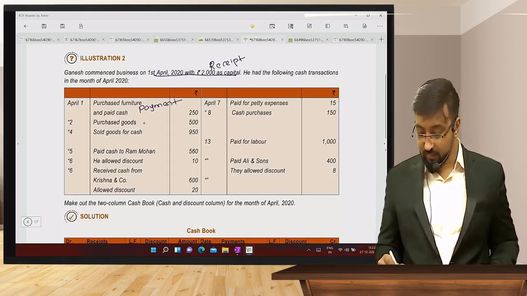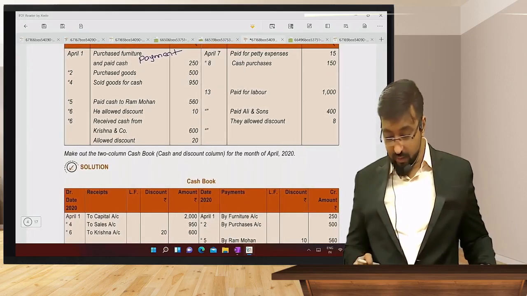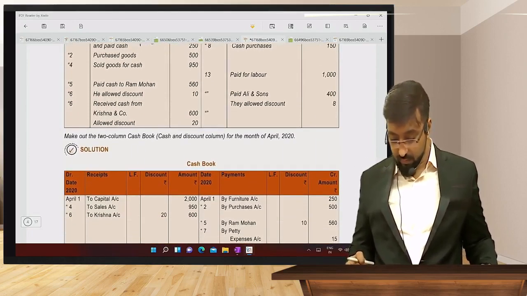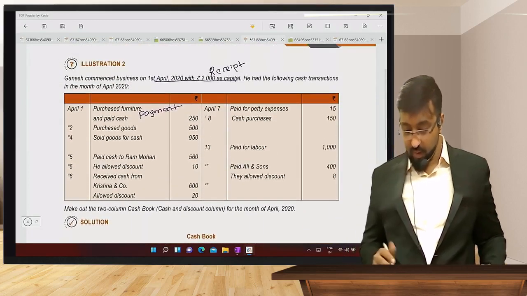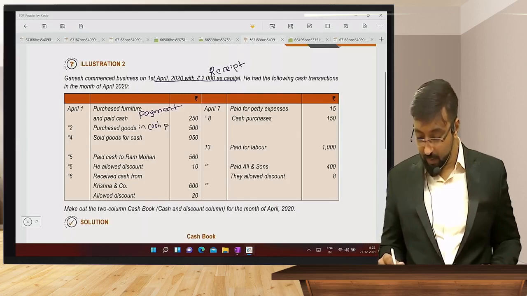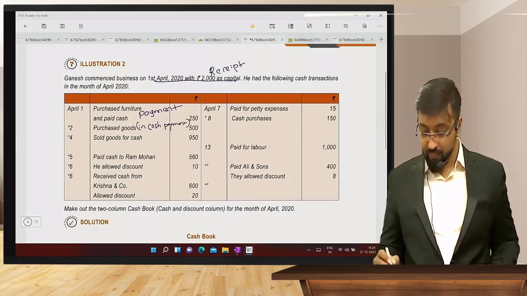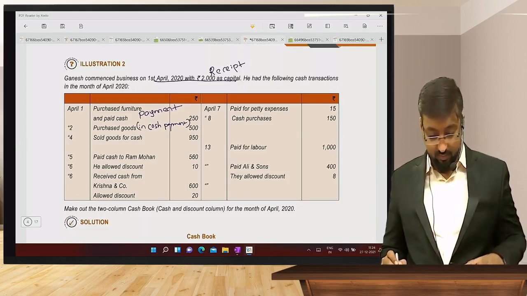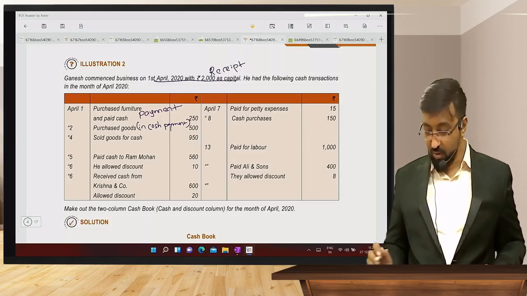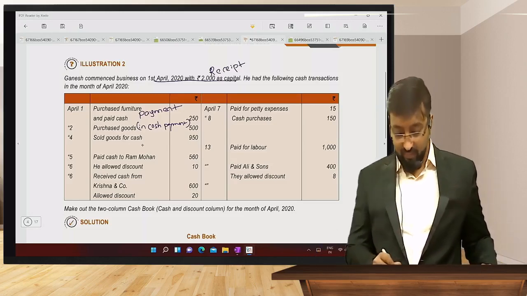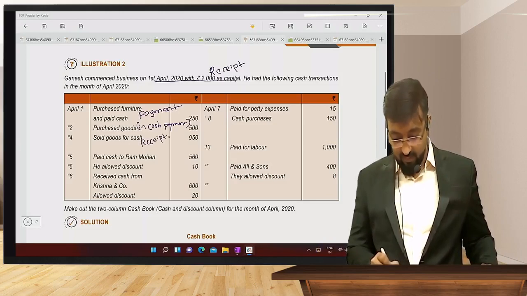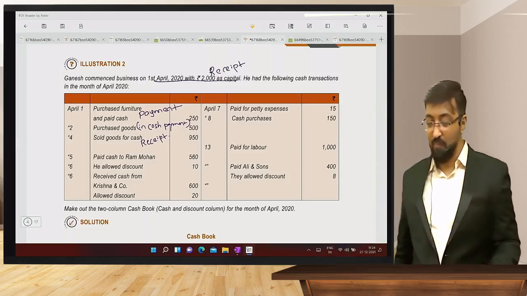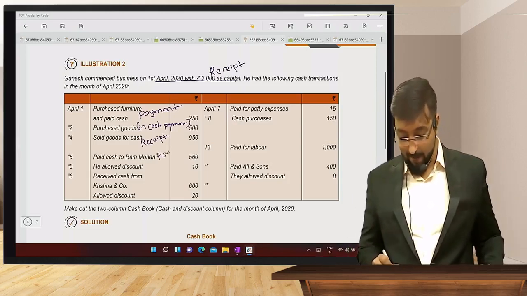Purchase goods. Beta, now we are not aware whether in cash or not. So we will assume it is in cash. Purchase goods in cash. Payment. Sold goods for cash. Receipt. Okay. Paid cash to Ram Mohan. Payment.